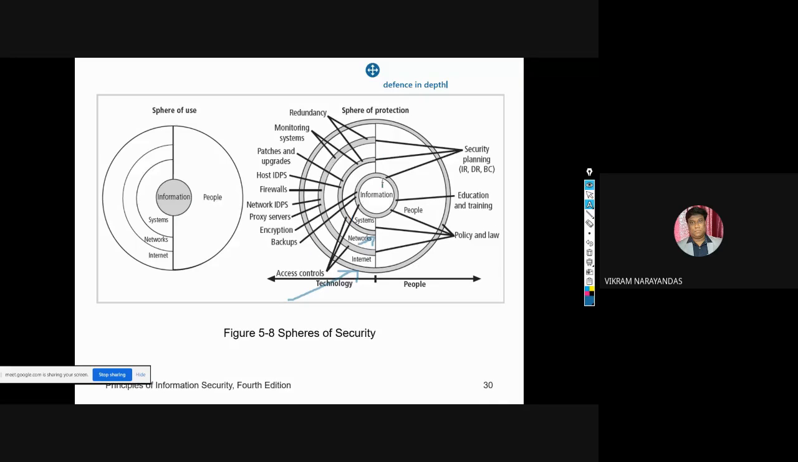So when you want to hack the information of your organization, you have to travel through the different layers of the sphere. If I want to access the information, these are the different levels of security protection. You want to pass through the internet, the networks, the systems, the information. So I maintain different security controls and safeguards to avoid the intruders. Intruders are nothing but opponents or hackers, you can say. So that an intruder faces multiple layers of control.